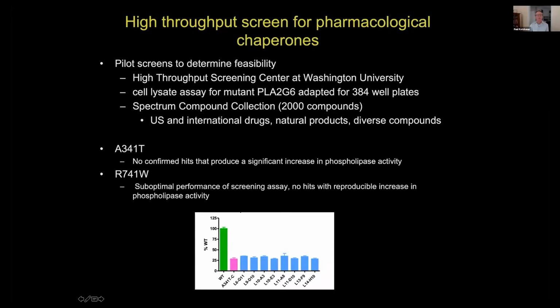And I will note that one screen, the R741W, did perform suboptimally in terms of the screening assay. And so although we did not see any hits, if we had the time, we would like to pursue that further as understanding feasibility and proof of concept for this approach.